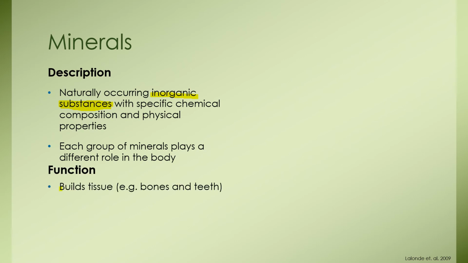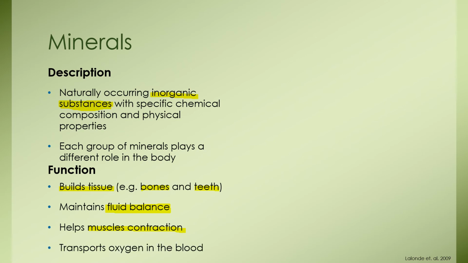The function: they build tissue. For example, your bones or teeth, you need calcium to build them. So calcium is a type of mineral. They maintain fluid balance, so the balance of your body. For example, potassium is very important to make this fluid balance in your body, and it also helps muscle contraction. So when you contract your muscles, there are some minerals that play a role in this contraction, and they also transport oxygen in the blood.